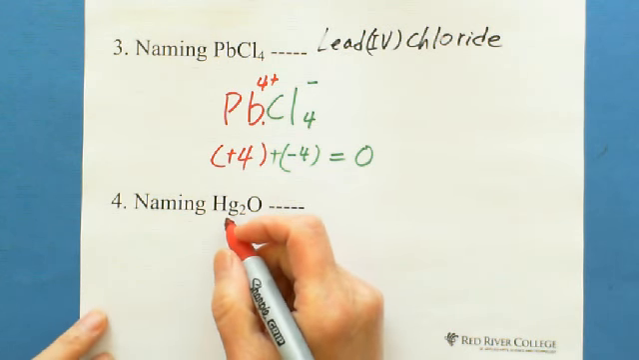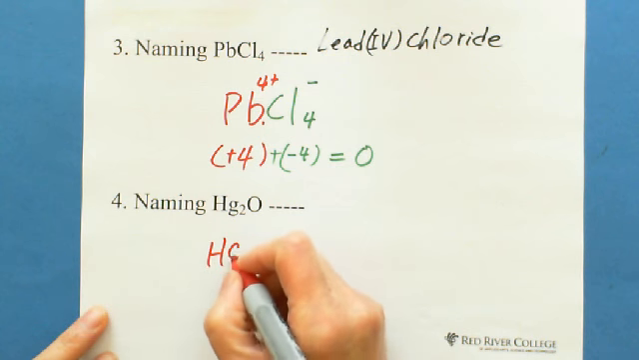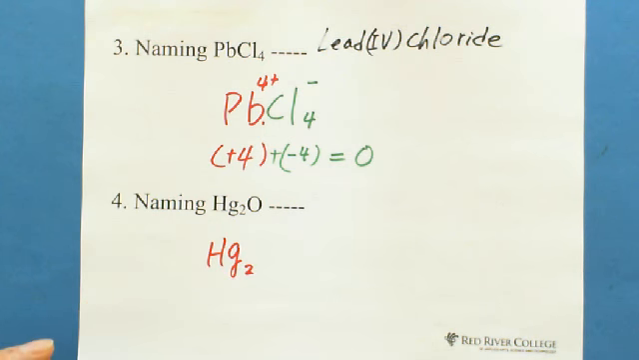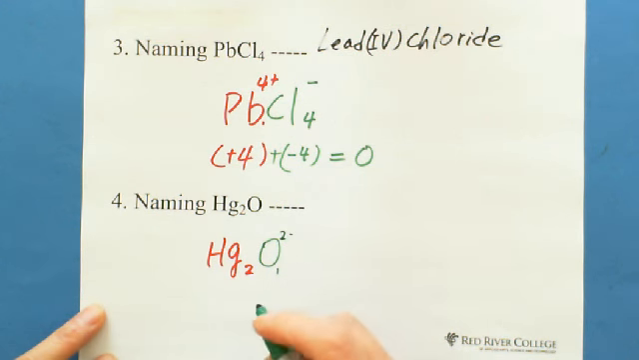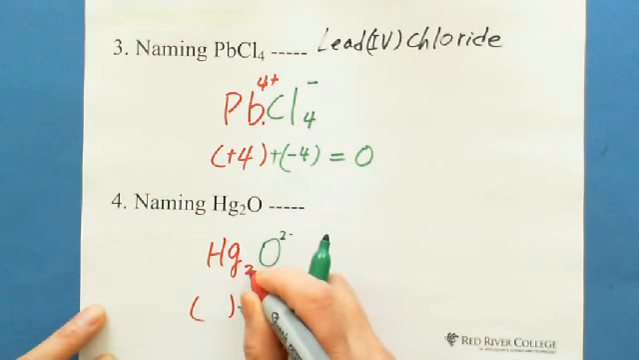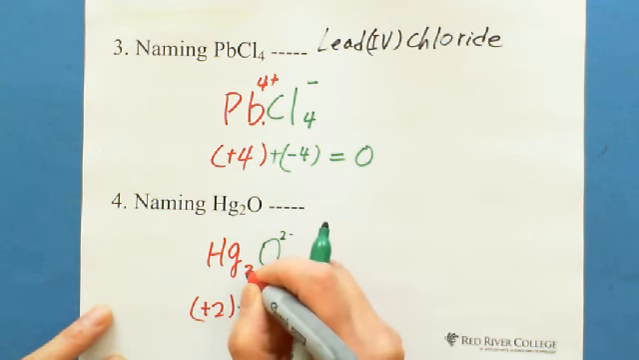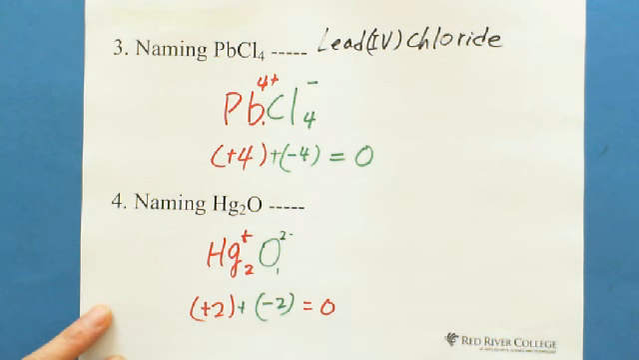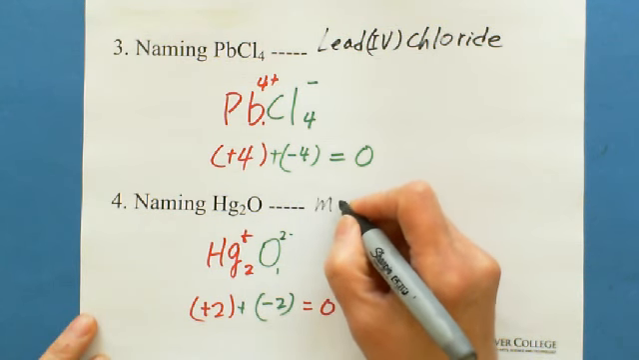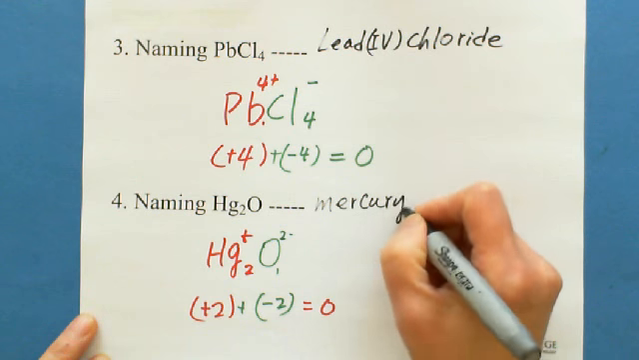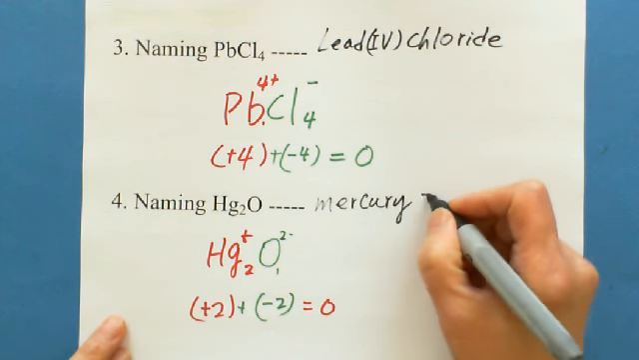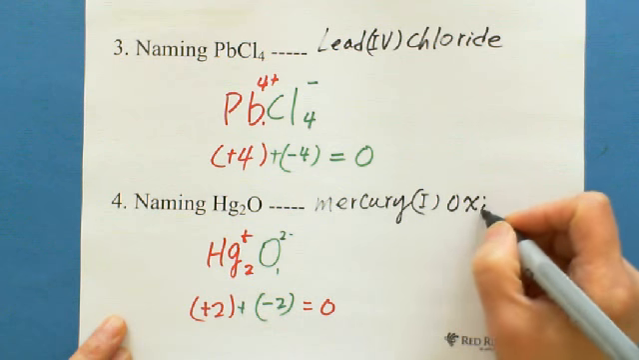Hg is mercury. 2 mercury, 1 oxygen, and each oxygen is 2 negative, so the total is -2. And the total from the 2 mercury has to be +2, so that they can make 0. That's why with 2 mercury, each one is 1 positive. So the name is mercury 1 oxide.